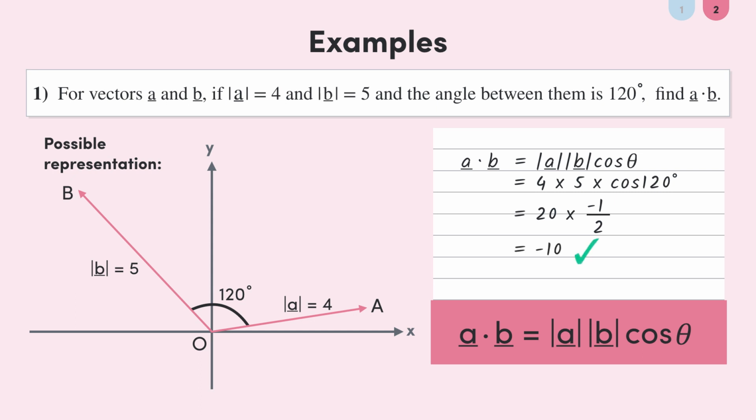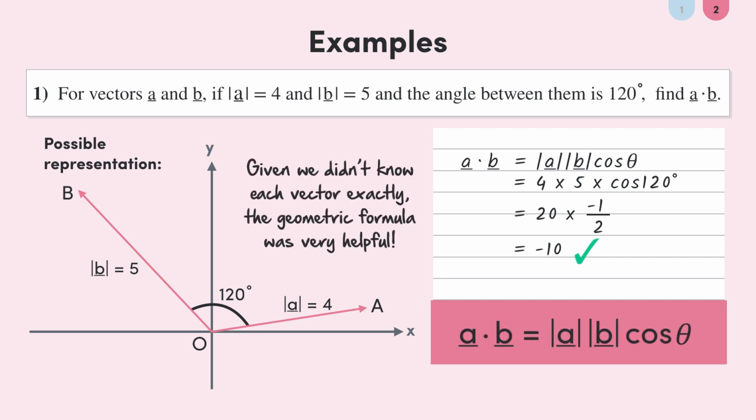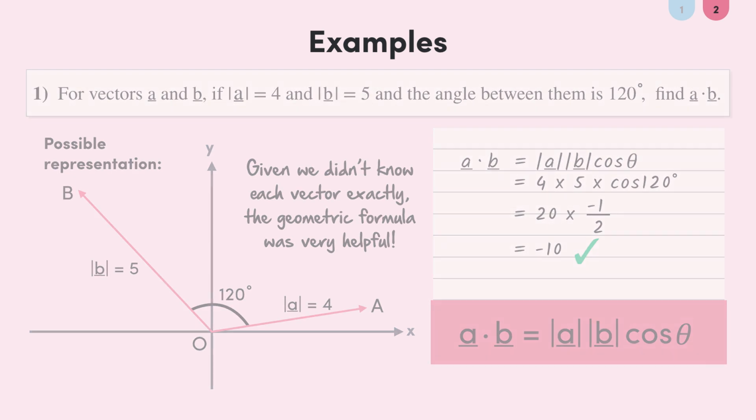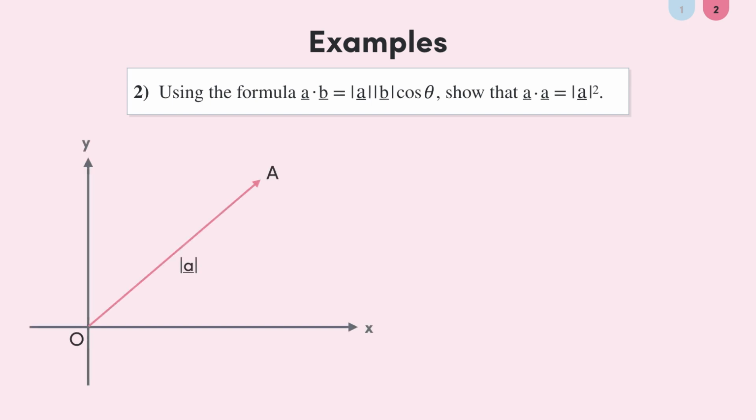I hope you'll agree that this formula was extremely helpful here, because we wouldn't have been able to calculate the dot product from our definition last video, seeing as we didn't know the entries of each vector. Another quick example is this. This time we are showing an identity. If we look to the plane, just take some random vector A in this direction.